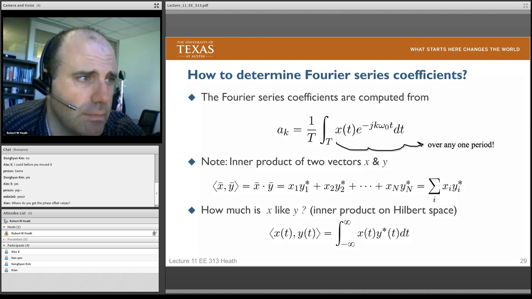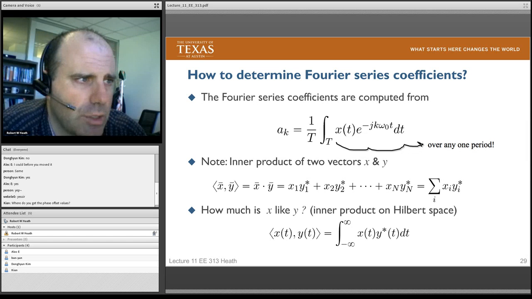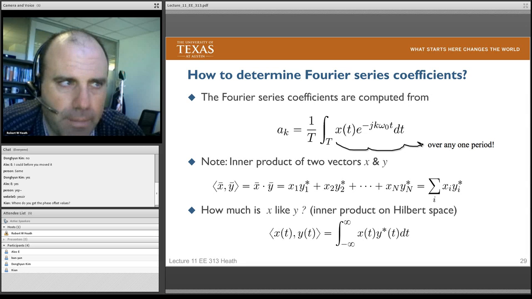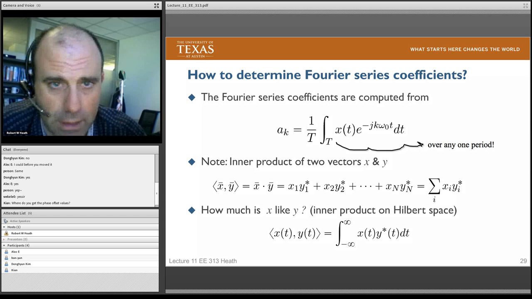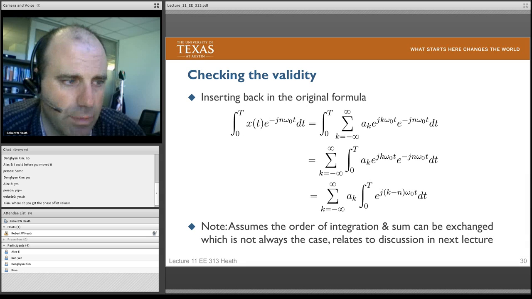But basically, what's happening here is that for the kth coefficient, we ask the question, how similar is x to e to the jk omega t, at frequency k times omega? That's the key thing here: the strength of the AK is related to how much of the frequency component e to the jk omega naught t is in there. So A0 is the constant, which is just the average value of x of t. A1 is how much e to the minus j omega naught t is in there. A100 is how much of e to the minus j 100 omega naught t is in there. So it's a representation of the strength of a particular frequency contribution.